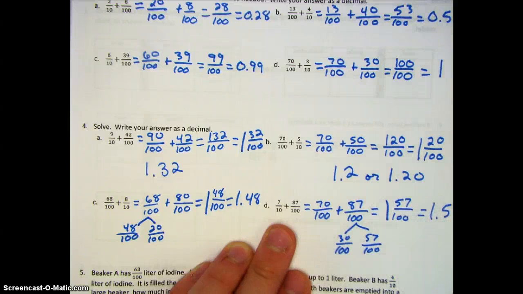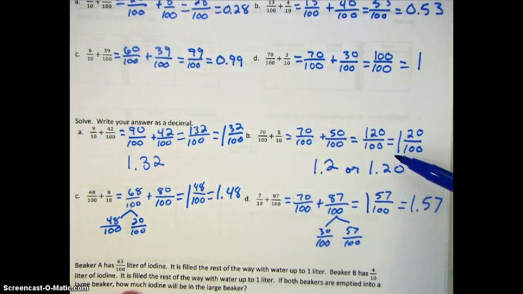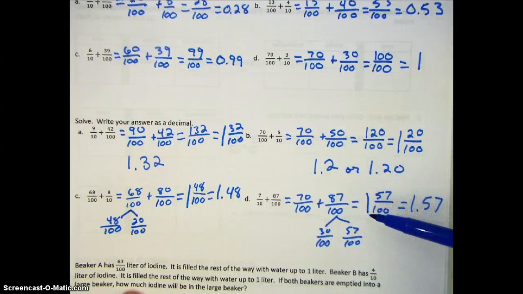into a decimal. So when you do this on the homework pages and the exit ticket, you can do either the way that we did in A and B, or the way that we did it in C and D, whichever way you are most comfortable with.